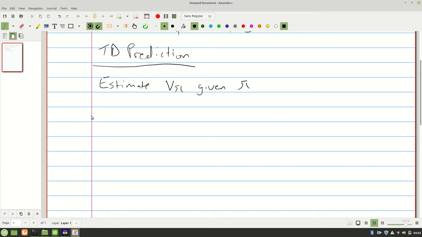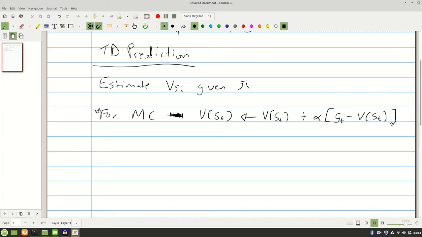So for Monte Carlo, we said that we update our value function so that V of S_t takes the value V of S_t plus alpha times G_t minus V of S_t. You should be familiar with this formula from the previous lecture. This is quite similar to what we were calling our incremental update rule for Monte Carlo in our previous lecture, the one that we see here.